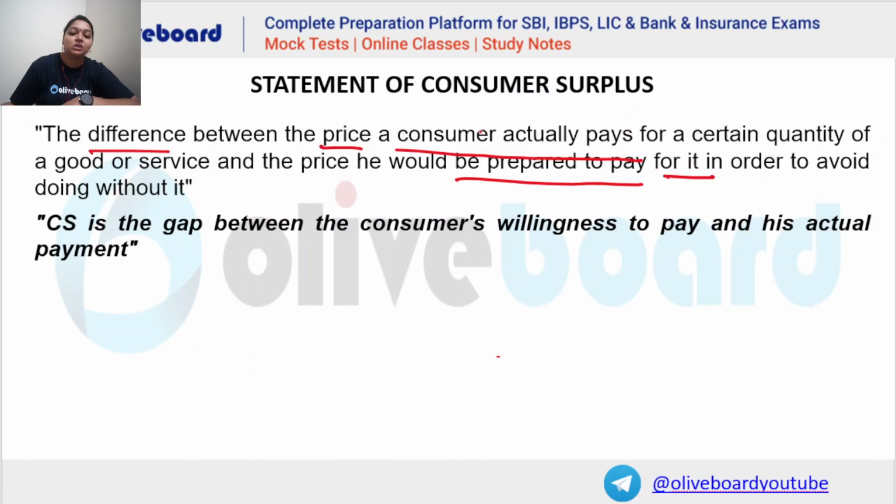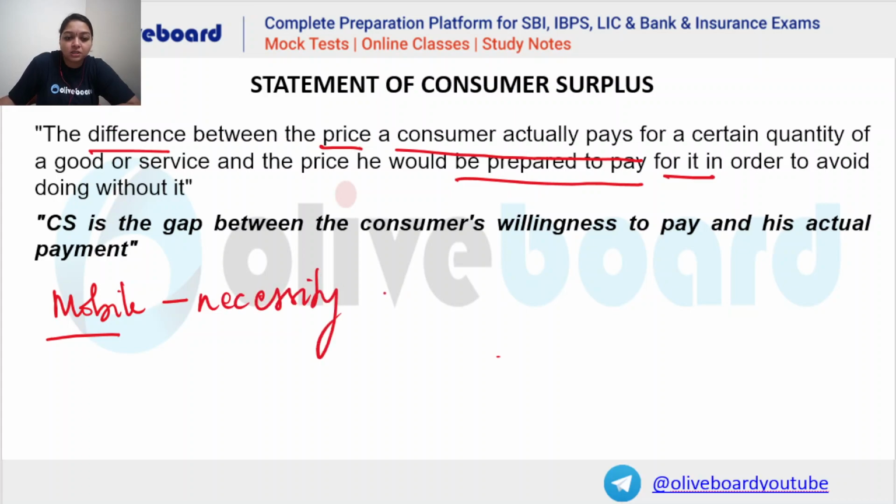So what is consumer surplus? It is the difference between the price which the consumer actually pays and the price which he would pay instead of going without it. Very simple terms, let us understand. Let us take the example of mobile. All of you know this is a necessity, it's not a luxury anymore. Even at home, if elderly people are there who can't use technology, we teach them how to use it because it's become such a necessity, right?